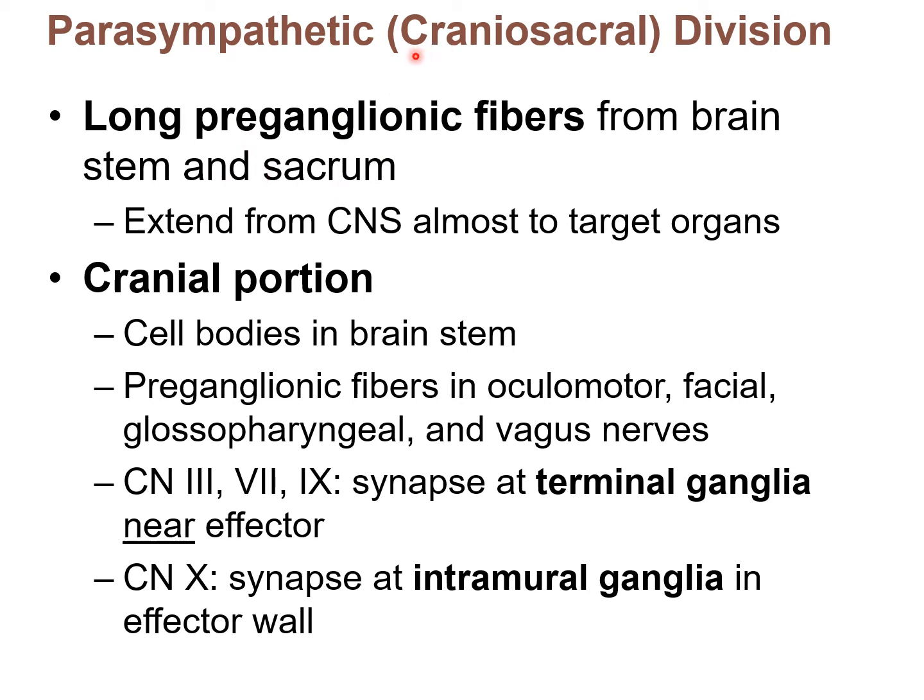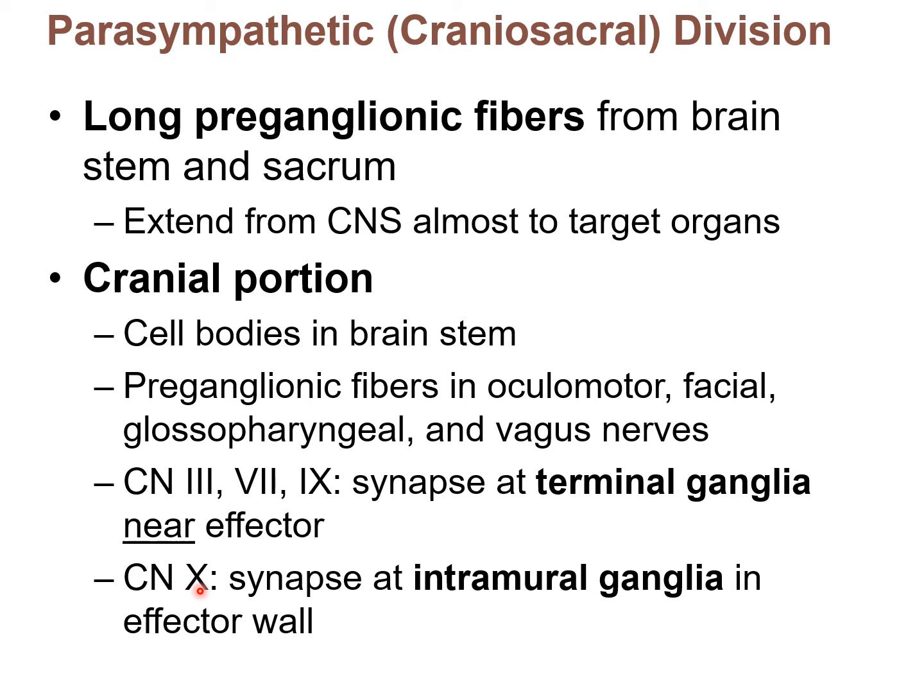So since it's also referred to as the craniosacral division, well, what's the cranial portion? Well, you can see here that the cranial portion uses specific cranial nerves 3, 7, and 9, which you might remember are oculomotor, facial, glossopharyngeal. And also cranial nerve 10, which is vagus. So these are preganglionic neurons, but remember there's going to be a postganglionic neuron. They're going to synapse at a ganglia to the postganglionic neuron.